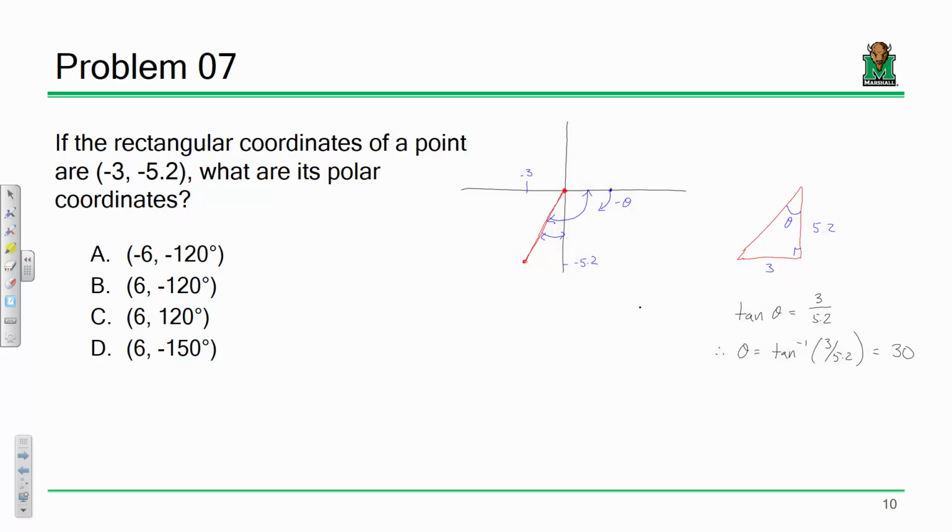So when we look at our polar coordinates, the angle is going to be minus 90 plus whatever this is, so 90 plus 30, the angle is minus 120. As for the radius, I could compute it, but do I really need to go through the bother of doing 3 squared plus 5.2 squared and taking the square root? It's 6. There's no other choice. It's 6. So that's another thing when it comes to this exam. Don't waste your time. It's 6. I promise you.